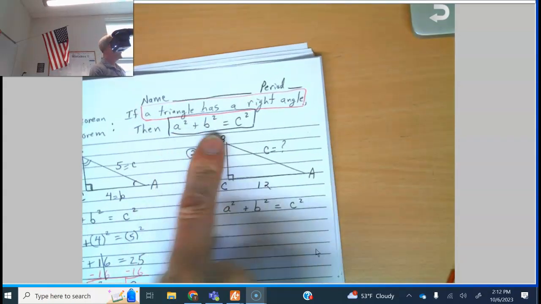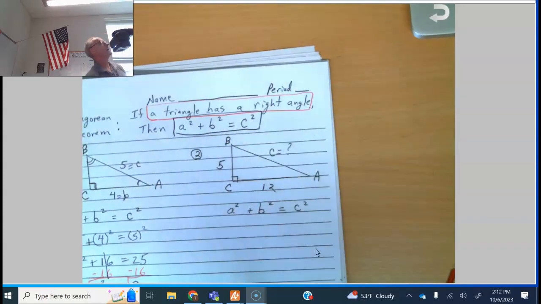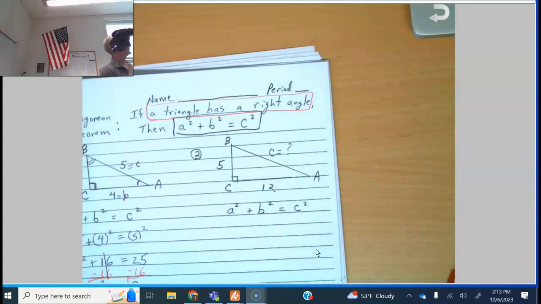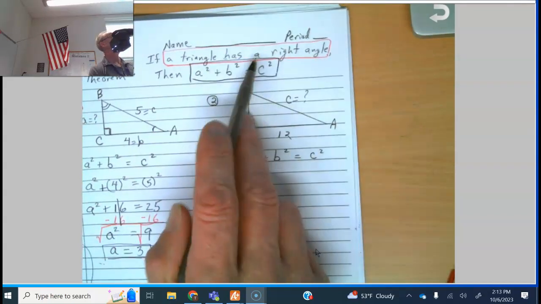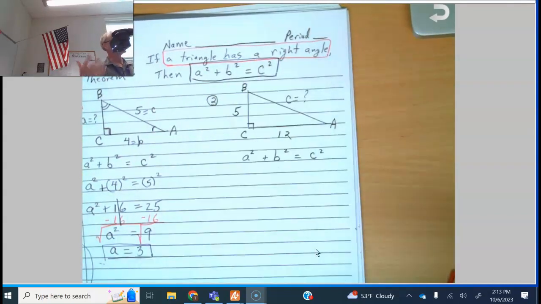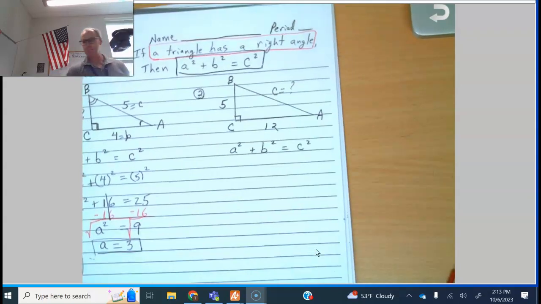If a squared plus b squared equals c squared, then I have a right triangle. That's called a biconditional statement. It works both ways. Not everything does. Some things only work one way, but this one works both ways. Now, what we're going to do is I'm going to show you how this works, and we're going to do all the corollaries of it as well. It sounds really difficult, but it's not.